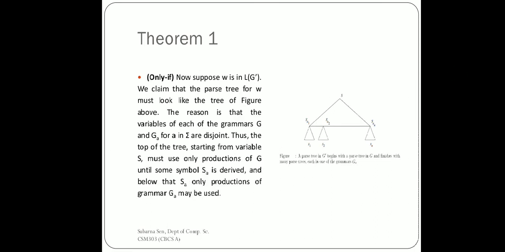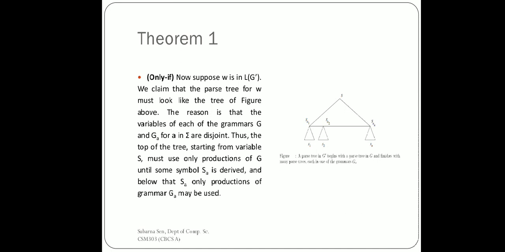Now, what is the only if part? Suppose W is in L(G dashed). We claim that the parse tree for W must look like the tree in this figure. The reason is that the variables of each of the grammars G and GA for A in sigma are disjoint. Thus, the top of the tree starting from the start variable S must use only the productions of G until some symbol SA is derived, and below that SA only productions of the grammar GA may be used.